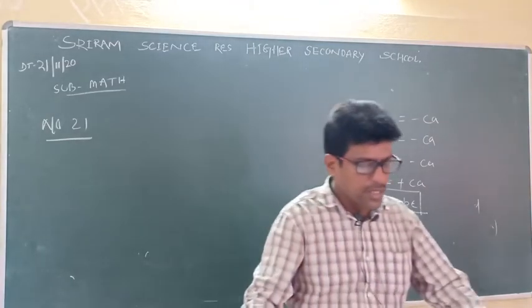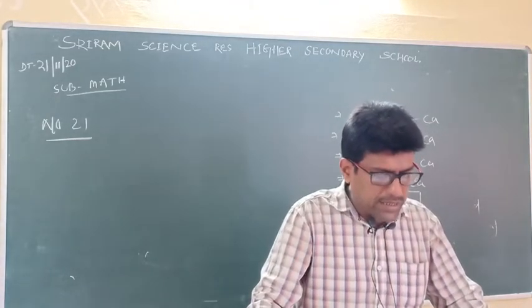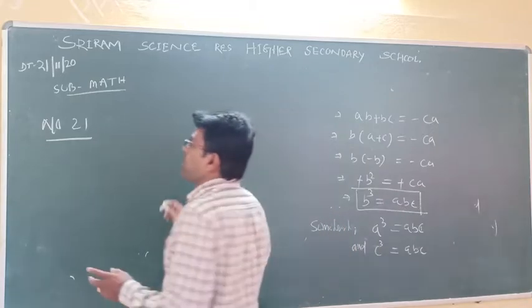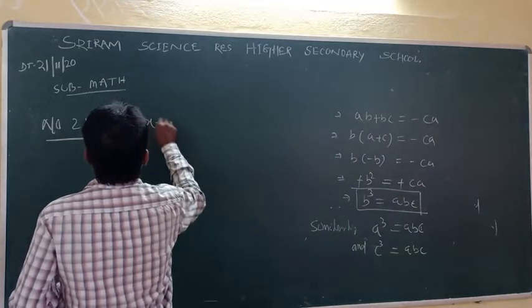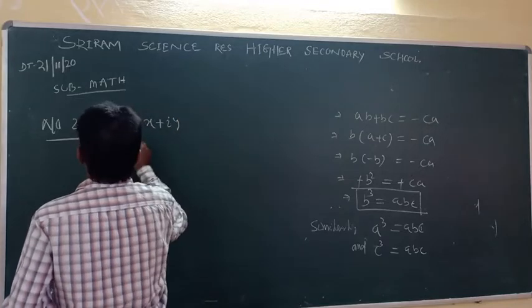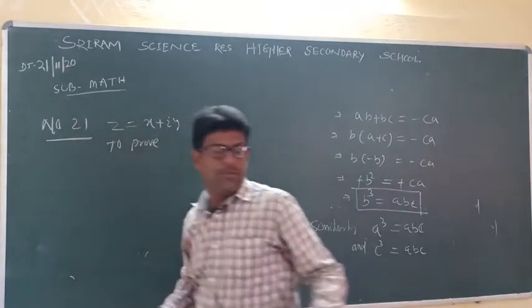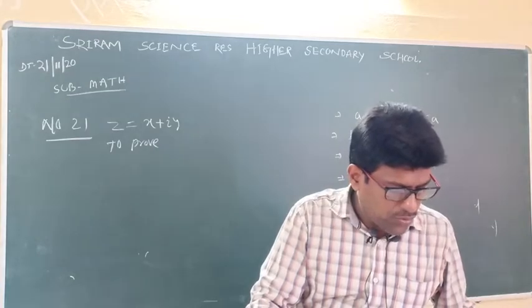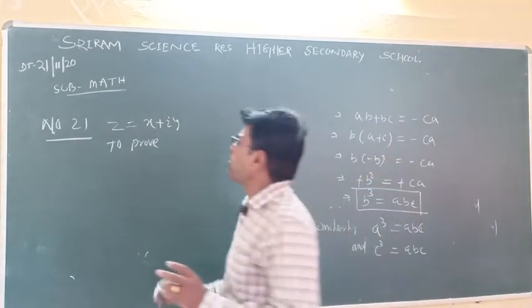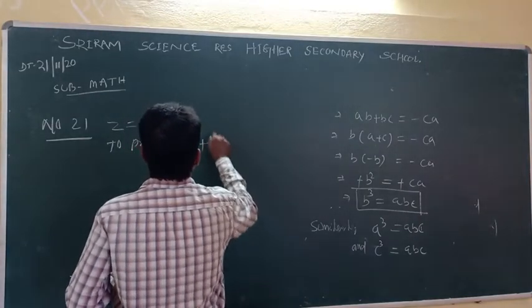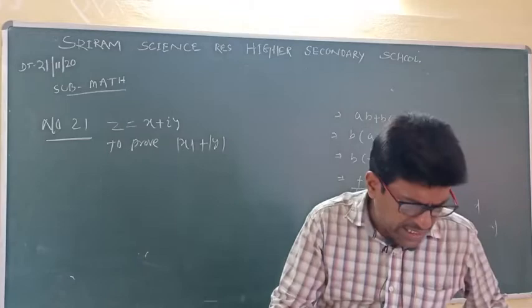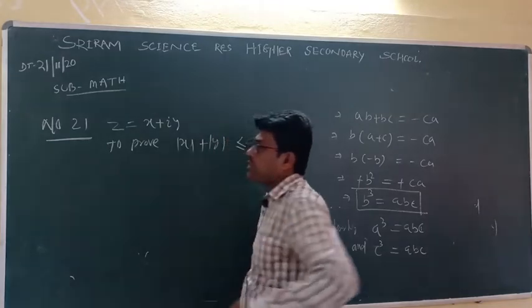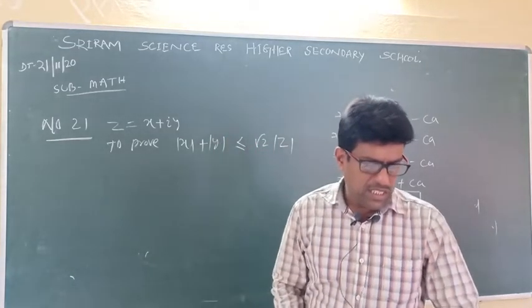Number 21 is, z is equal to x plus iy. To prove that the modulus value of x plus modulus value of y is less than or equal to root 2 times modulus of z. We have to prove that.